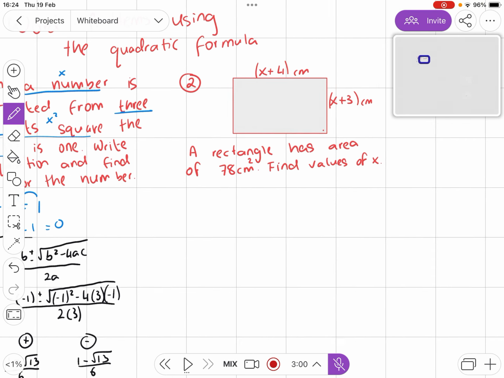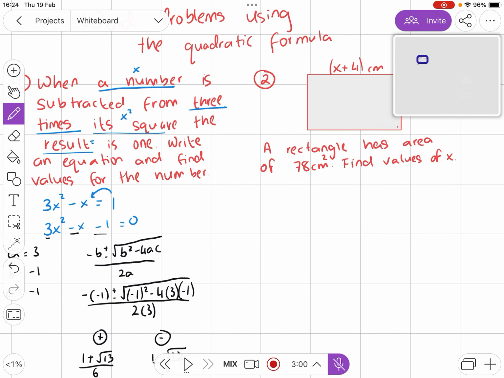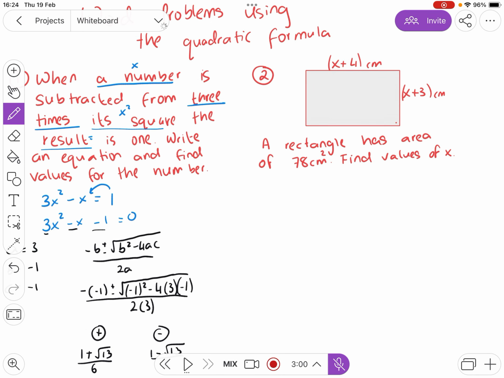So now let's take a look at our second question on the right hand side. We can see here we have a rectangle, and we are being told that the area of this rectangle is 78. So what I need to figure out is, how do I find the area of the rectangle using the information given? The area of this rectangle will be the multiplication of those 2.